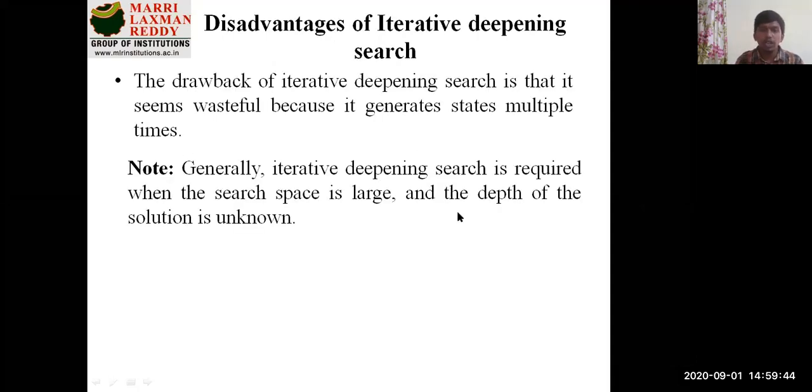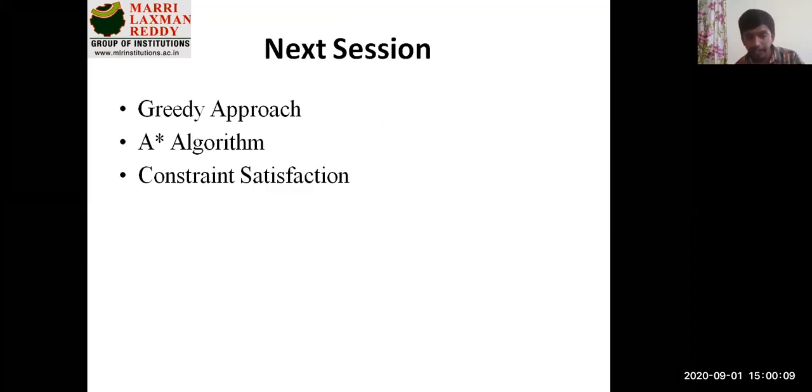It also requires a large space, and the depth of the solution is unknown. Sometimes if you have a large tree or a large solution is required, this fails, as it takes a lot of space and the depth of the solution is unknown. That's why sometimes this is not preferred, and at that time we go for a different approach called the A star approach, which we'll discuss in the next sessions.